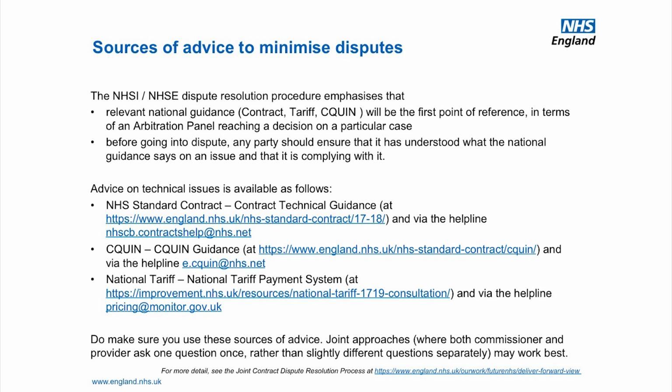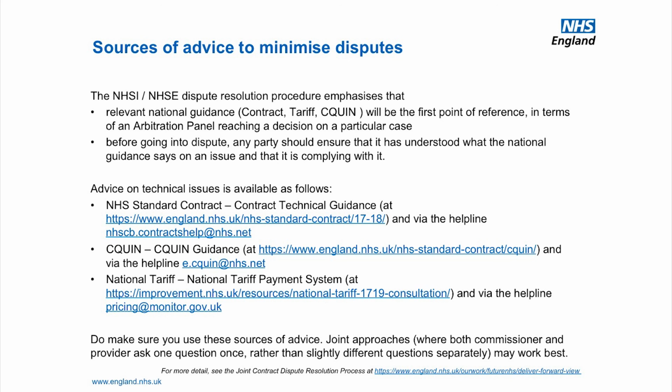A word or two then about ways of minimising disputes, because disputes are time consuming and expensive, and you don't want to go down that route unless you absolutely have to. The first thing to emphasise is that if it comes to an arbitration under the joint NHS Improvement and NHS England procedure, the first point of reference for the arbitration panel is going to be: what does the national guidance say about a particular issue in dispute? Whether that's our contract technical guidance, the national tariff guidance, or the guidance on CQUIN schemes, the first thing the panel will look at is whether these people are doing what it says in the national guidance. So a first piece of really strong advice to anyone thinking about going into dispute on an issue: make sure you understand what the national guidance says and that you're complying reasonably with it. Otherwise, you're likely to lose.